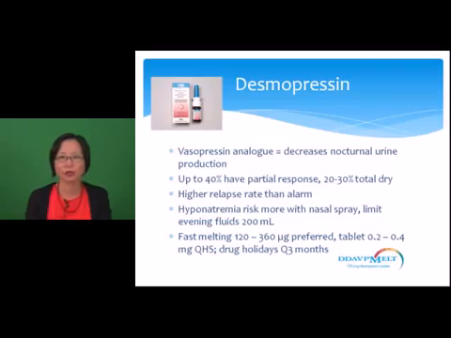The second first-line treatment that's been used and is effective is desmopressin. As you all know, desmopressin is a vasopressin analog, and it works to directly decrease nocturnal urine production. So it often works, and it works every single time it's used. Up to 40% of children will have a partial response, and 20 to 30% will be totally dry. The problem, though, is it's only effective on the night that you use it.